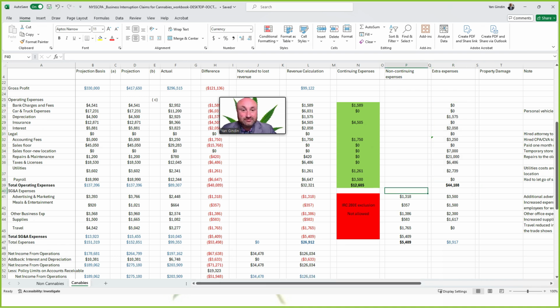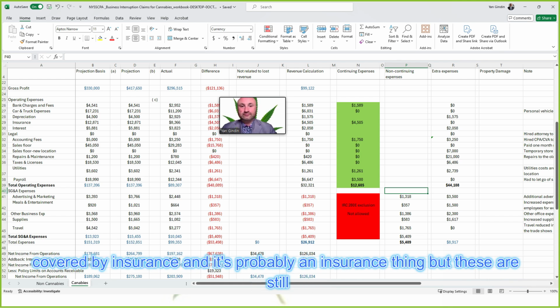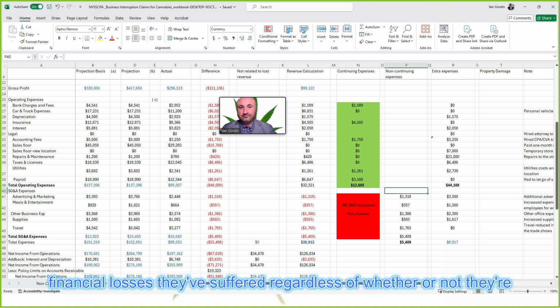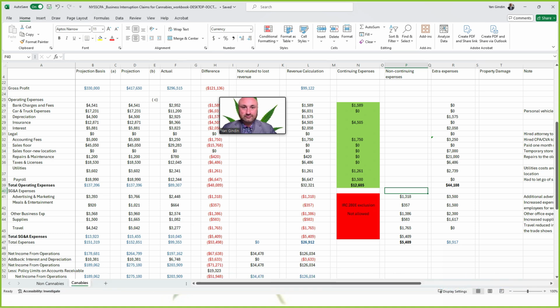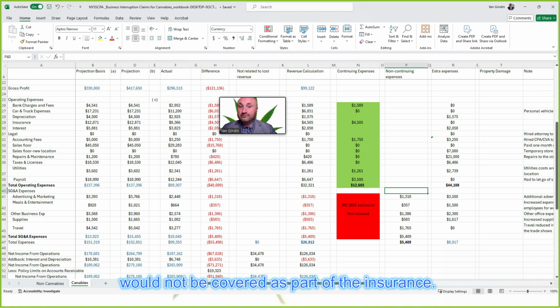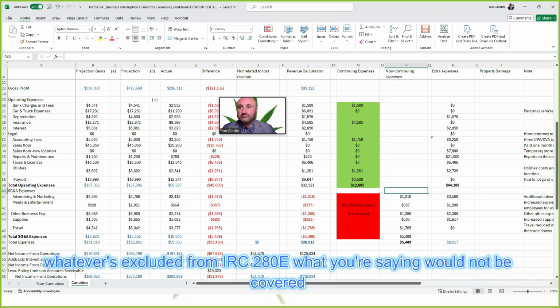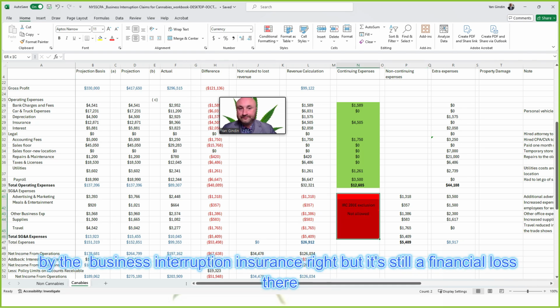Okay. Go ahead. I have another question also on top of that. In terms of the SG&A expenses not being covered by insurance, and it's probably an insurance thing, but there are still financial losses, and they've still been suffered regardless of whether or not they're included in a tax calculation. It's interesting that it's not covered, because this isn't a tax item, this is an insurance item. What wouldn't be covered? The SG&A expenses or whatever is not considered cost of goods sold, whatever is excluded from 280E, I think, is what you're saying would not be covered in a business interruption insurance claim.